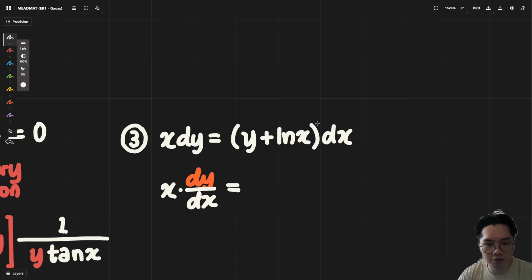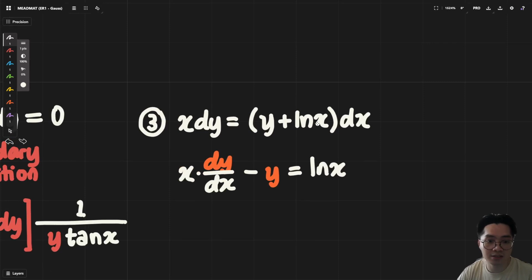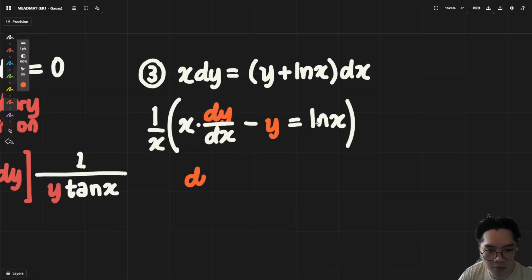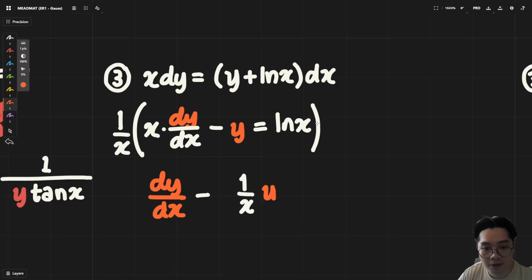x times dy over dx. And then we move everything to the other side, right? We will have minus y minus, or let's just keep the ln x here, right? Okay. Now, we're still not done because this dy over dx still has an x beside it. So, we'll divide everything by x. And now we will get dy over dx minus 1 over x, minus 1 over x. Let me get that a little bit farther away. Times y is equal to ln of x over x.